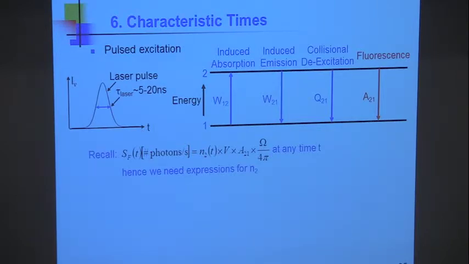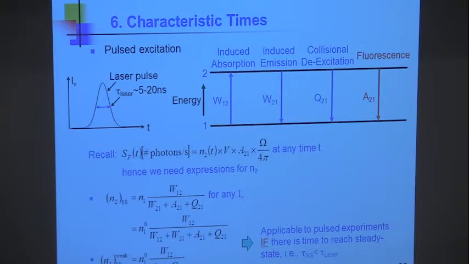Pulse laser excitation. I just want to now talk about characteristic times just briefly before I quit. A typical pulse length of a laser might be 5 to 20 nanoseconds. Might look something like this. I want to talk about characteristic times.